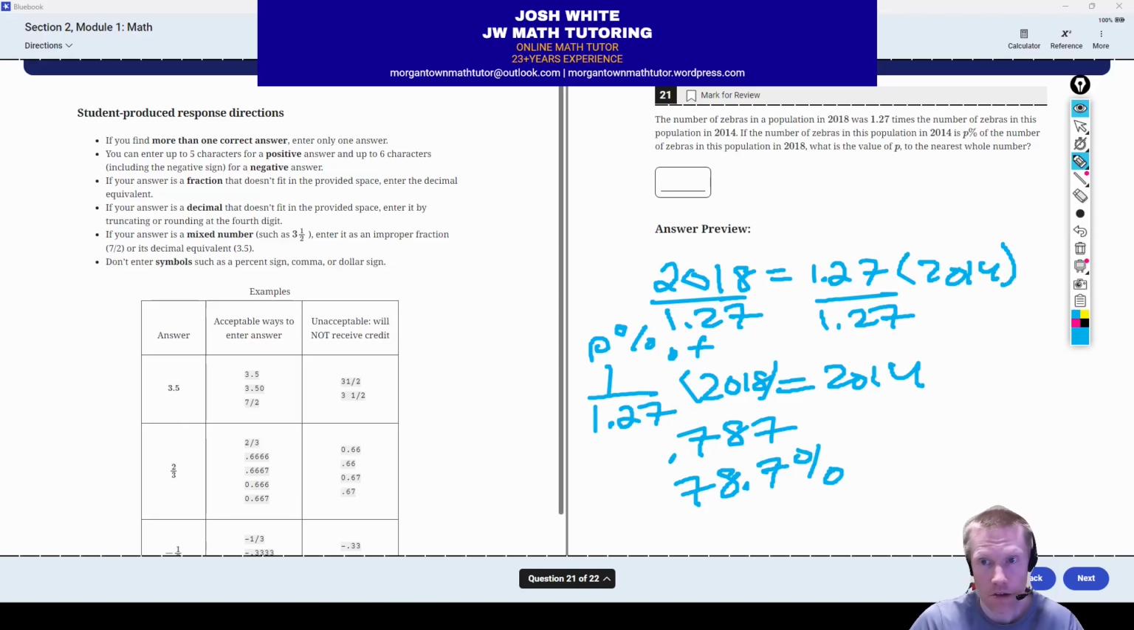or as a percentage, it's 78.7%. But notice in the problem they say here, to the nearest whole number. So that means they want it as 79%. So the correct answer for this is just 79. That's what you would put in.